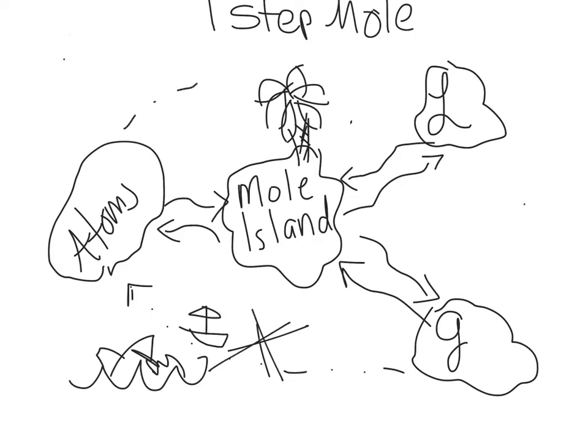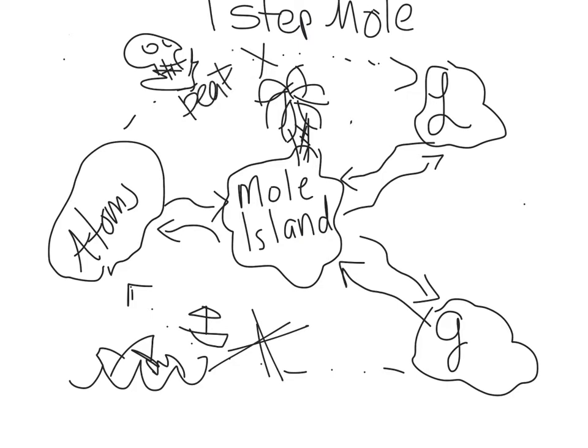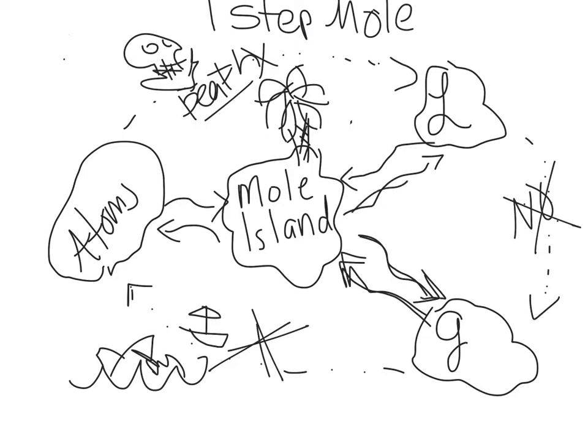You cannot go from Atoms Island to Gram Island. That is a no. There's a skull and crossbones. You cannot do that. That is death. Liter Island to Gram Island is no. No, I tell you. No. You can only go to and from my island. That is what makes my island so special.